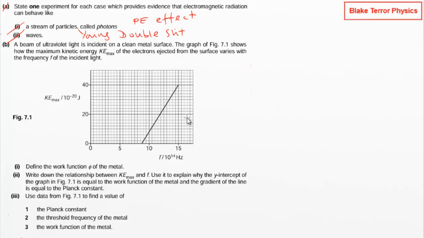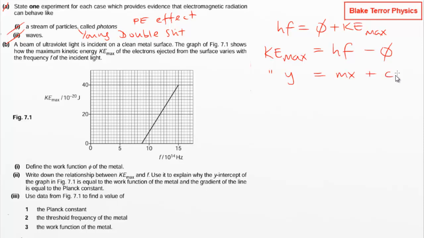Write down the relationship between KE max and f. Use it to explain why the y-intercept of the graph is equal to the work function and the gradient is equal to the Planck constant. Right, so we're going to our photoelectric equation. So we've got hf is equal to work function plus KE max. So let's get it into the format that we want for this, our y equals mx plus c. KE max, that's our y, is equal to hf minus phi. So that is our y equals mx plus c.